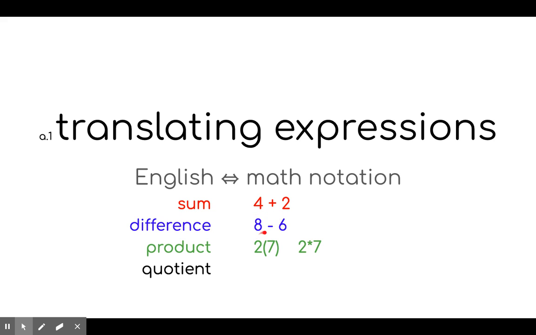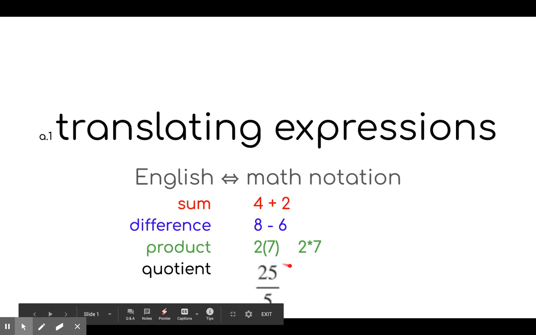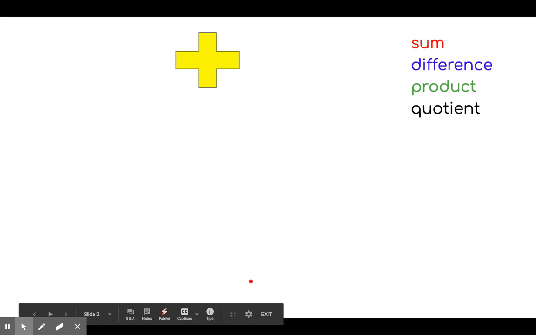the product of 2 and 7. Remember, we can write multiplication this way also: the product of 2 and 7. The quotient of 25 and 5. Quotient. Let's look at the sum.